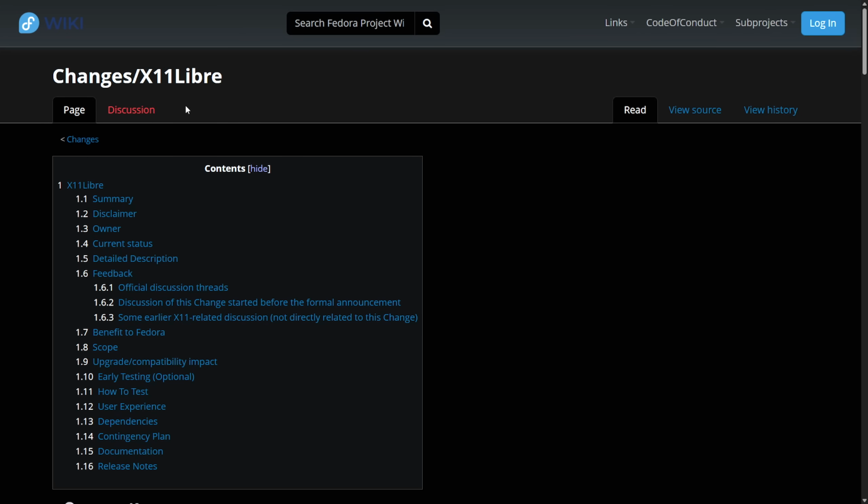And that's why it's so surprising that a change proposal was made in what is the graphical backbone of Linux desktops, the display server, and the proposal here was to take X11 Libre and make it a part of Fedora 43, which is a wild undertaking.